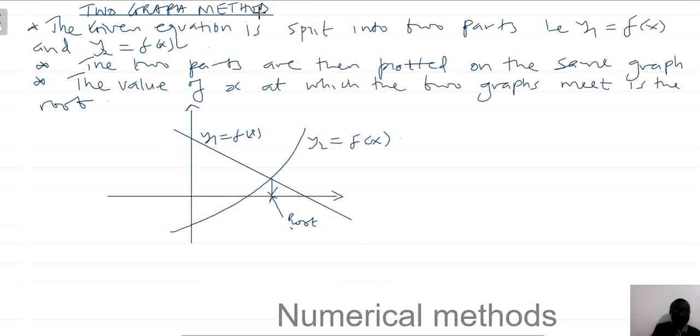Now with the two graph method, the given function is split into two parts, i.e. we have y1 which is equal to f(x), and y2 which is also equal to f(x). Then the two parts are plotted on the same graph. Then the value of x at which the two graphs meet is the root. Illustration: if y1 is a straight line and y2 is a curve, wherever they meet at this point, that qualifies to be the root of our function.